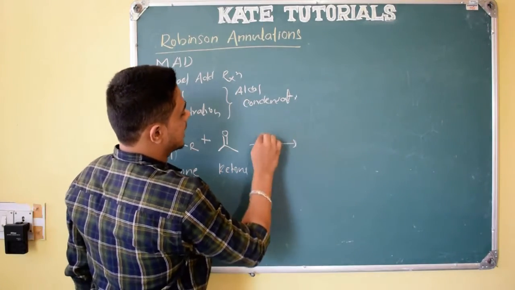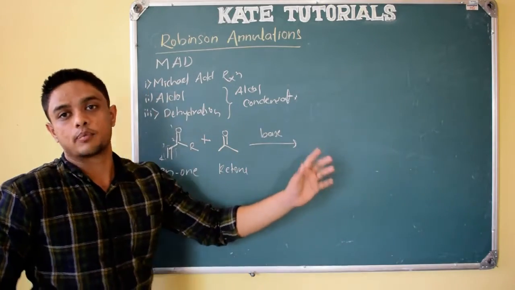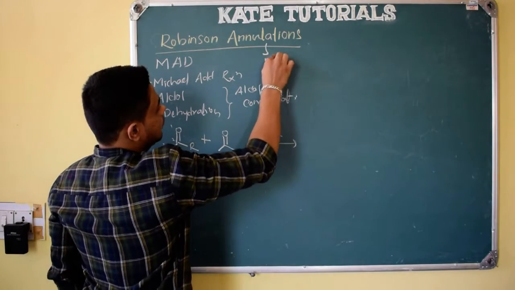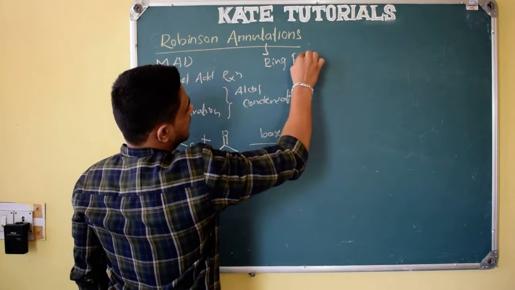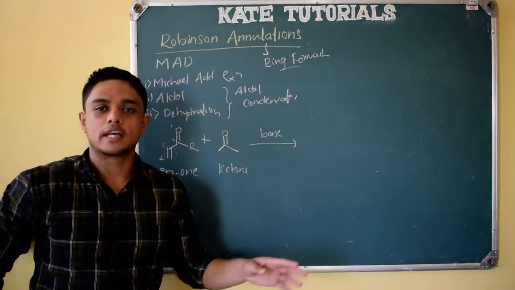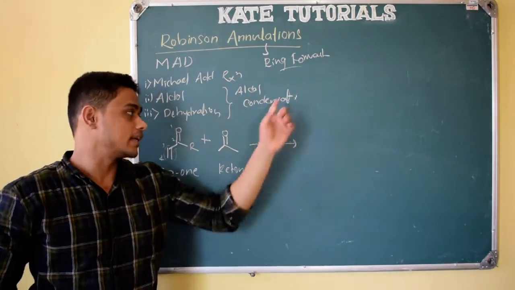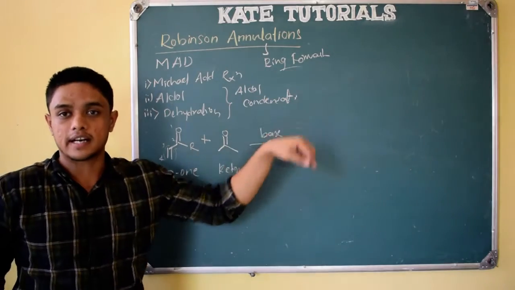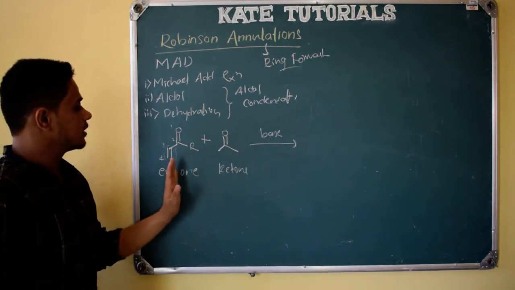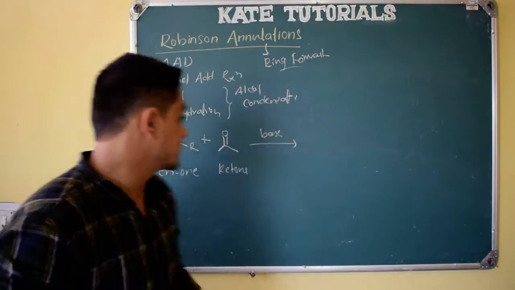And in presence of base, the reaction occurs and we will get a product, the annulated product. Annulation means ring forming. The ring may not be aromatic, right? But further modification came where the ring which is formed is an aromatic ring. But here in this Robinson annulation, we get a ring which is not aromatic, it is simply a ring. So how does the reaction occur? Let us see the mechanism.